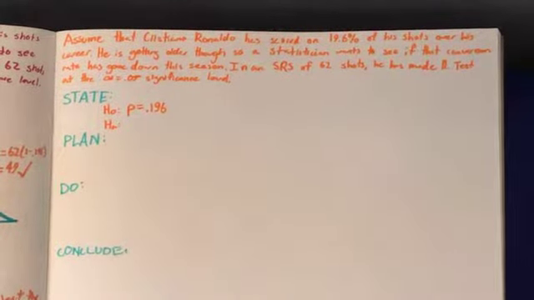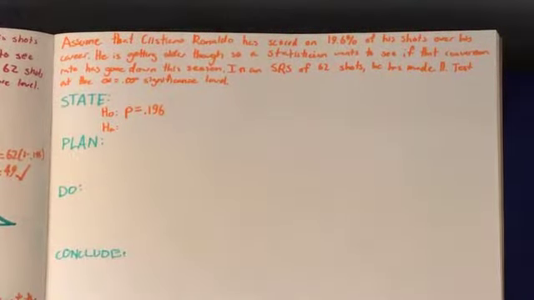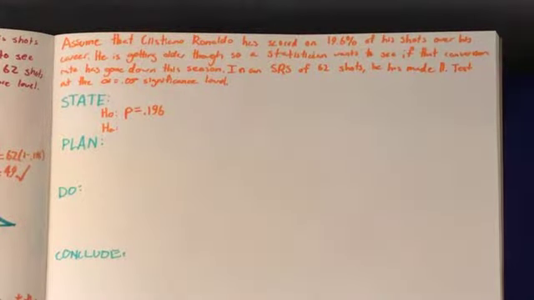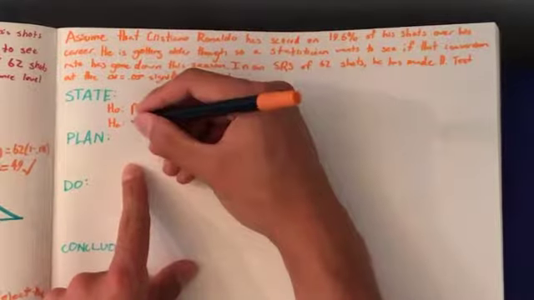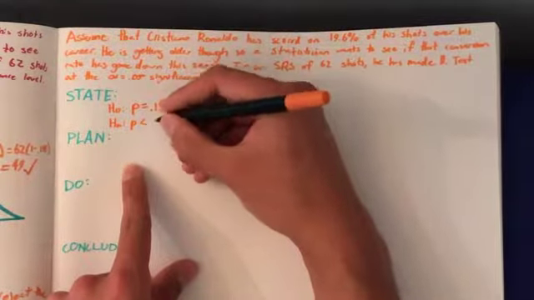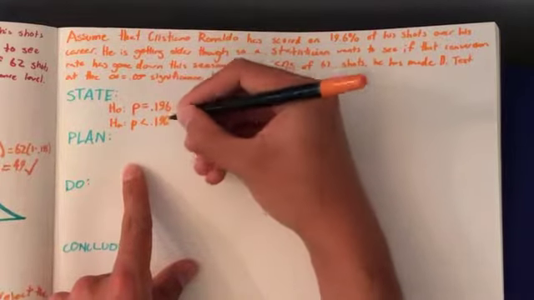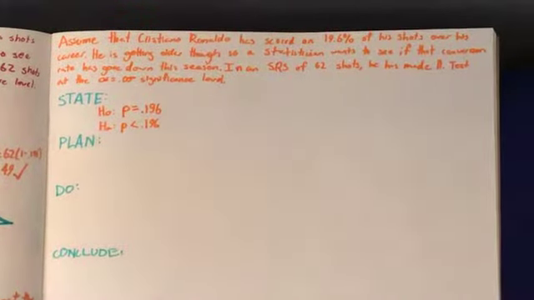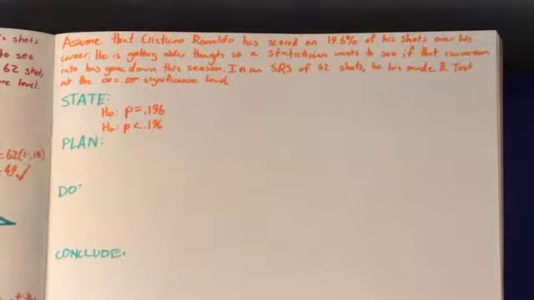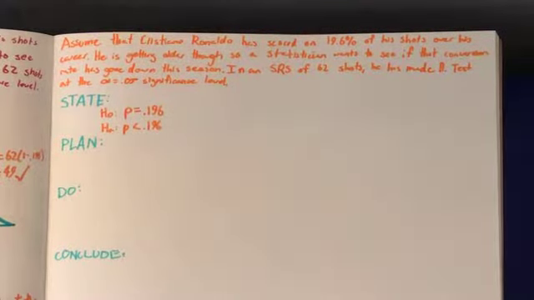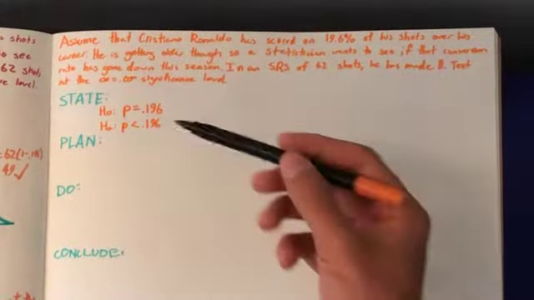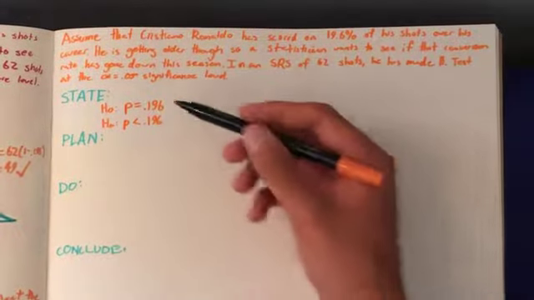P equals 0.196. And then we want to look at our alternative hypothesis, which comes from our statistician. The statistician wants to see if he's gotten worse, if his conversion rate has gone down. So we're going to say that P is less than 0.196. So you'll always have equals on the top, and then either greater than or less than on the bottom for these hypothesis statements.